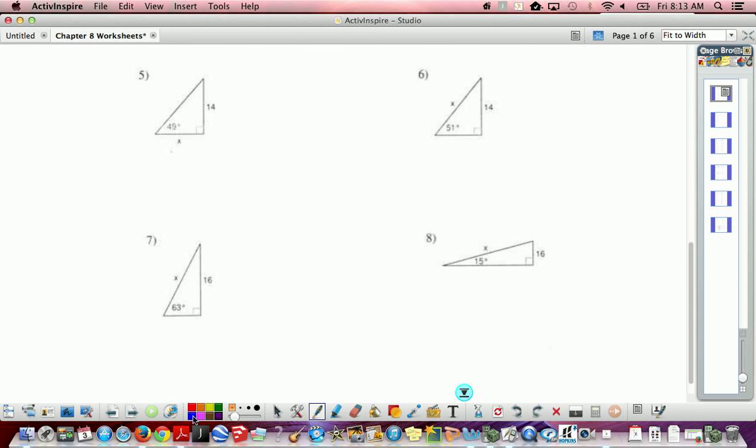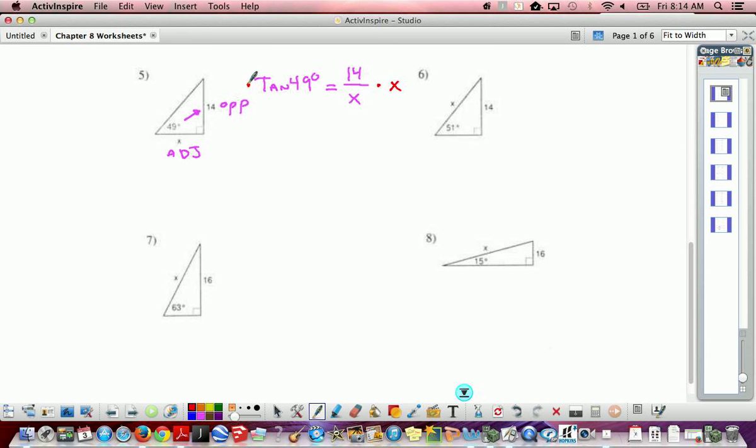Looks like we got one more tangent problem coming up here in number 5. So if I look here, 49 across from 45 again is opposite. Next to 49 is adjacent. So again, we're doing tangent on this one. Tangent of 49. What makes this one a little bit different, I have the top number as 14. My adjacent is x. So this one, you're going to have to do 2 steps.